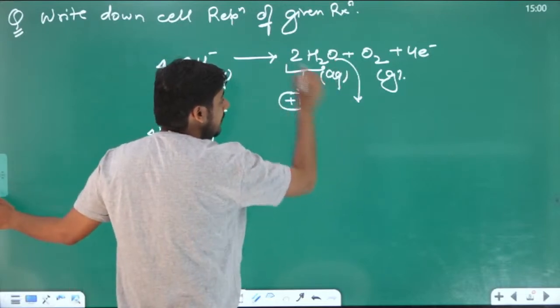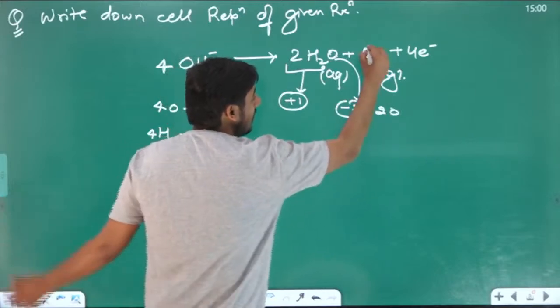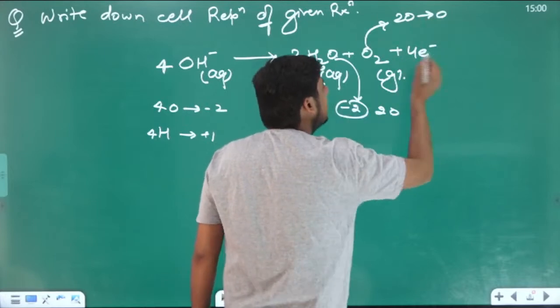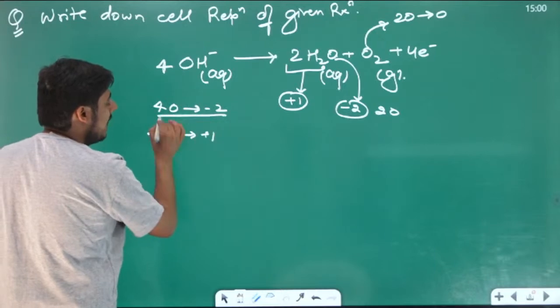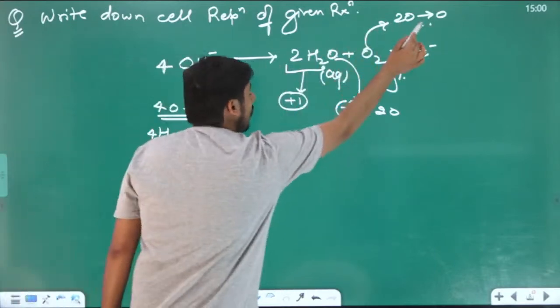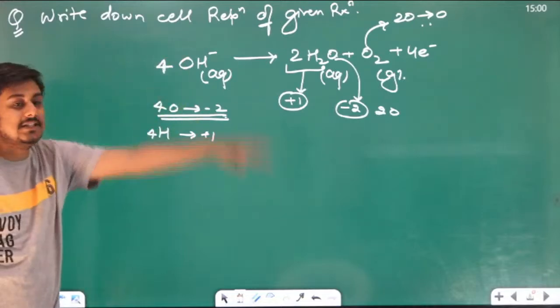This 2 oxygen is in -2 oxidation state, 2 oxygen atoms. These 2 oxygen atoms are in 0 oxidation state. That means there is a change of 2 oxygen atoms from -2 to 0. What do you mean by this reaction? This reaction is basically an increase in oxidation number. So this is an oxidation reaction.